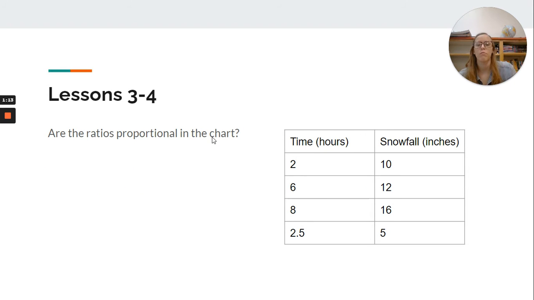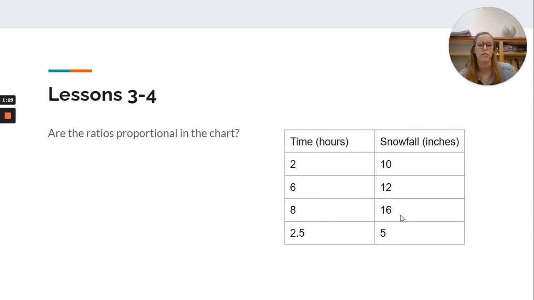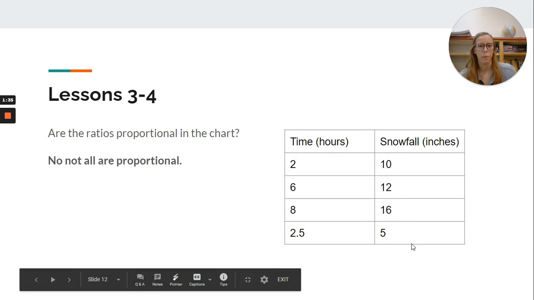Next, are the ratios proportional in the chart? So now we're looking at a chart rather than just ratios. So we have 2 to 10, 6 to 12, 8 to 16, and 2.5 to 5. Well, 2.5 times 2 gets you 5, 8 times 2 gets you 16, 6 times 2 gets you 12, but 2 times 2 does not get you 10. So they are not all proportional. Okay?